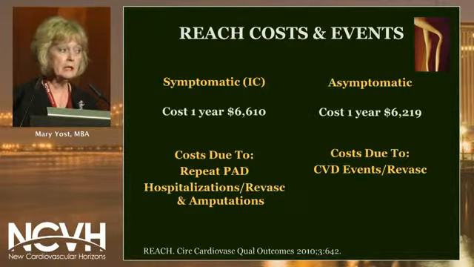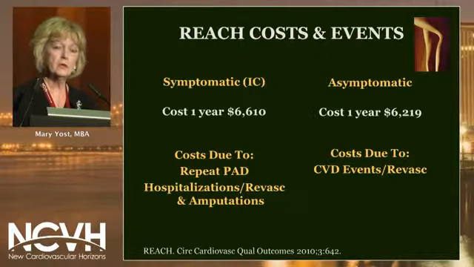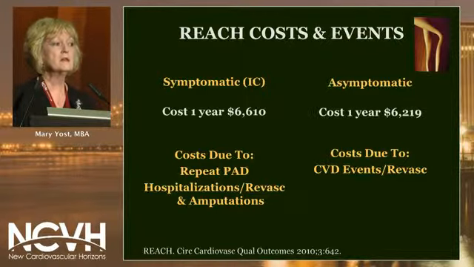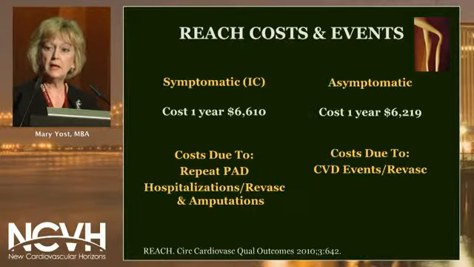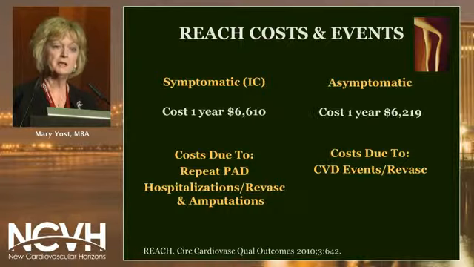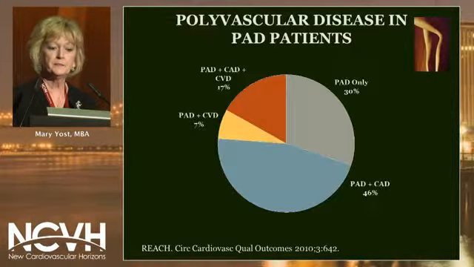So how much do these asymptomatic patients cost? According to the REACH study, asymptomatic patients cost about the same amount as symptomatic patients with intermittent claudication, around $6,500 a year. However, the reason for those costs is dramatically different. In the symptomatic patients, it's for PAD-related revascularizations and hospitalizations, whereas in the asymptomatic patients, it's for cardiovascular hospitalizations and revascularizations.